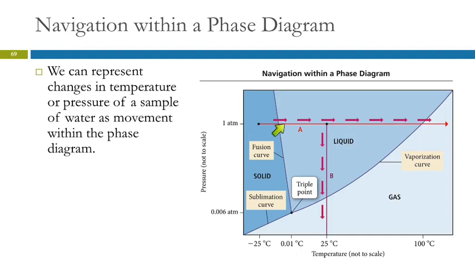You've got a solid, and you get to 0 degrees and it melts, and then you have a liquid until you get up to 100 degrees and then it boils and you have a gas. Or you can take a given temperature and see what happens when I change the pressure. So here I have 1 atmosphere of pressure, and if I pull a vacuum on the water, it's a liquid.